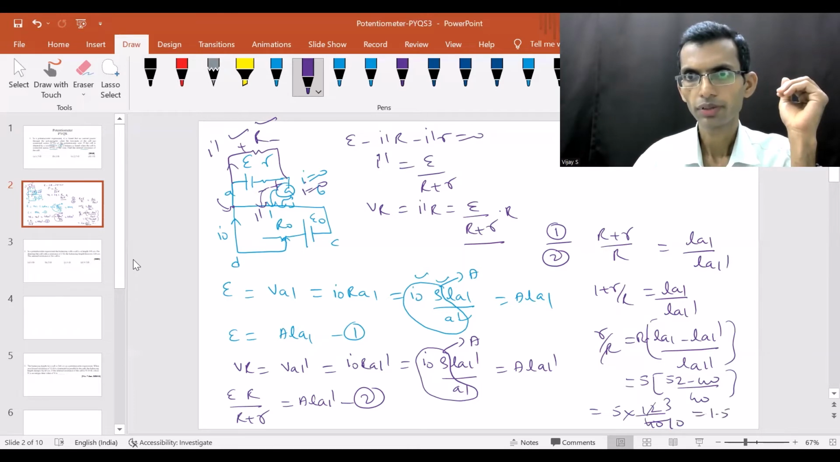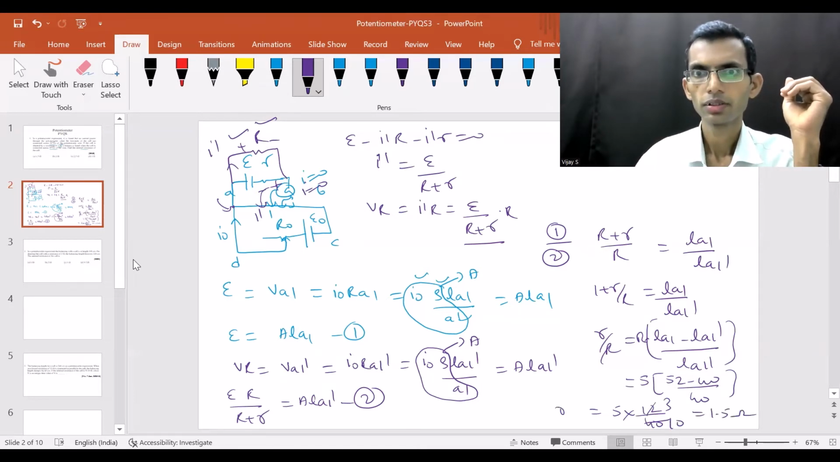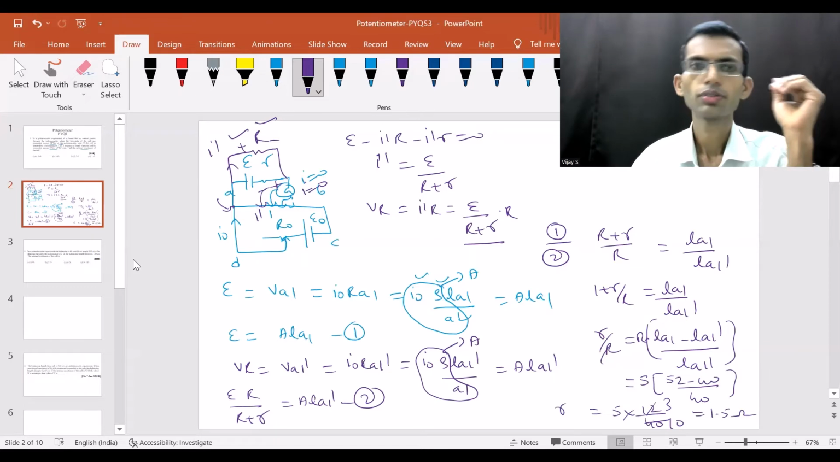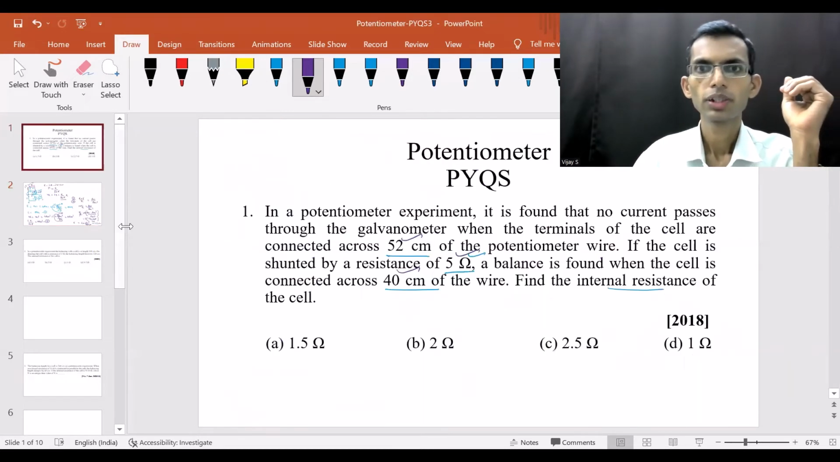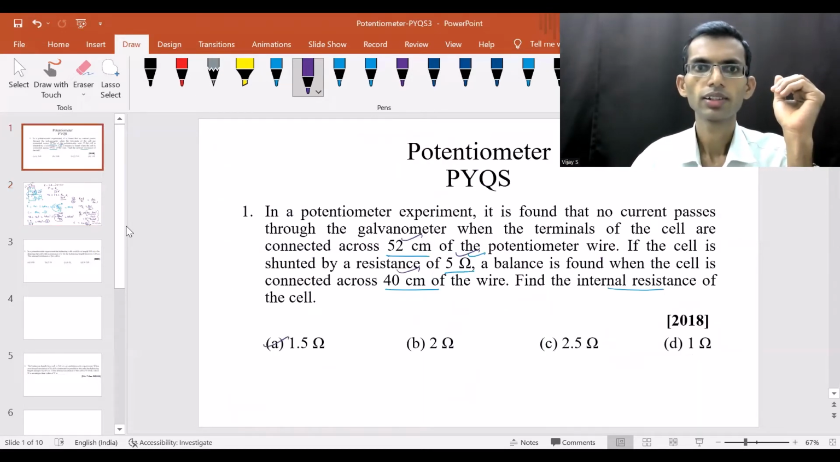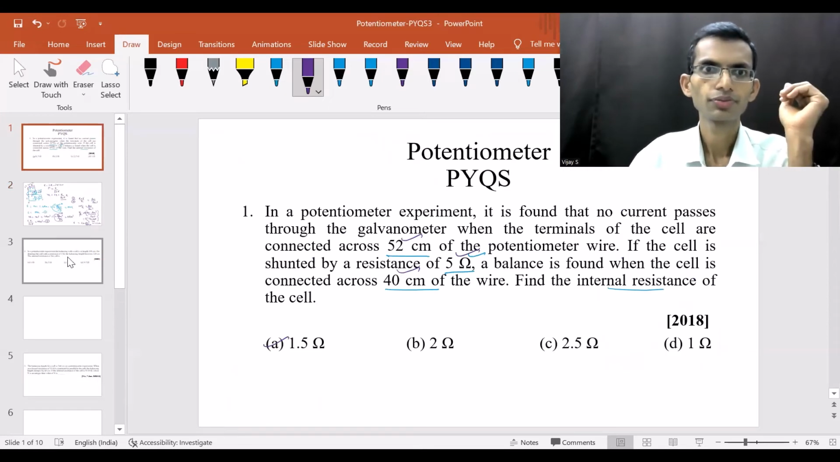So 1.5 ohm. Right. So internal resistance value is how much? 1.5 ohm. Which option satisfies? Yeah, that is the answer. Right. Let us move to next question.